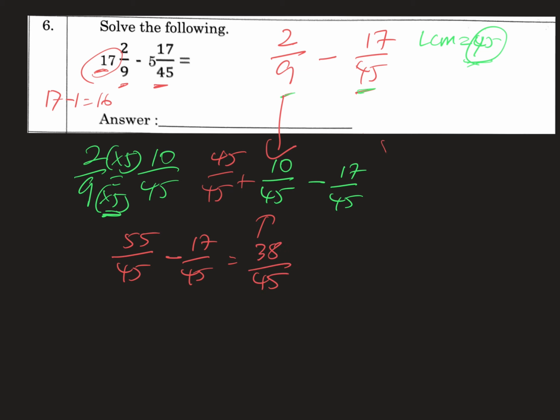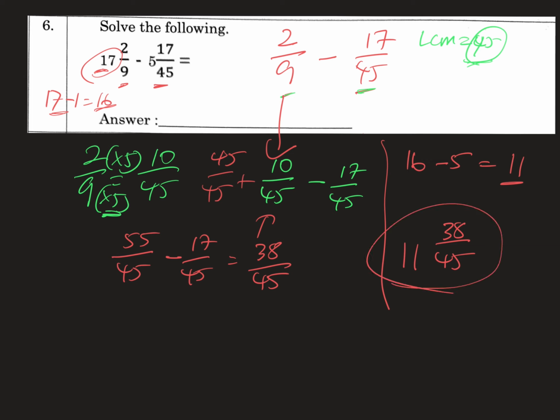This is actually half of the answer. The other half is just whole numbers, and this is the easy baby part. Remember we took away 1 from 17, so 16 minus 5 will give us 11. So our answer is 11 and 38 over 45. I love this question because it incorporates everything: multiples, LCM, subtraction of fractions, actually borrowing 1, making a mixed number, making an improper fraction, as well as getting the correct answer. So guys, 11, 38 over 45.